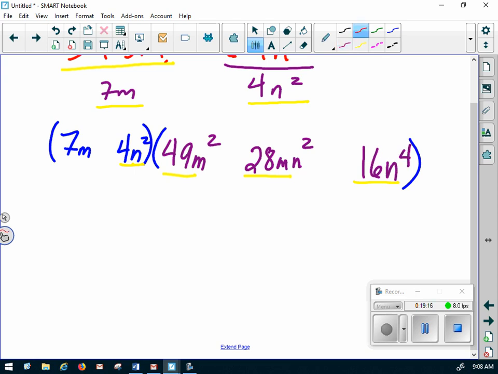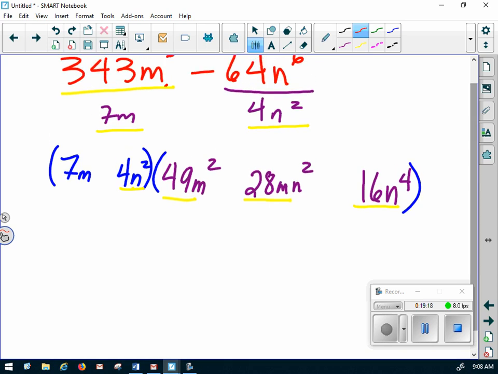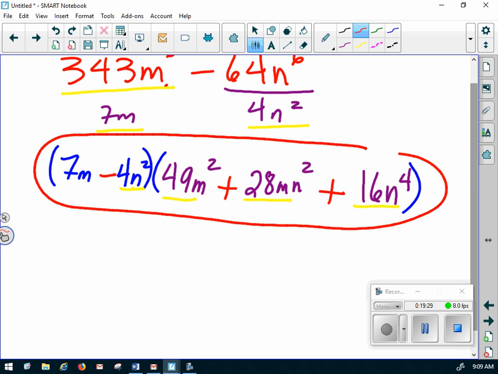Now let's come back with SOAP and do our signs. First sign, same, opposite, always positive. Ladies and gentlemen, you just factored something pretty hairy.